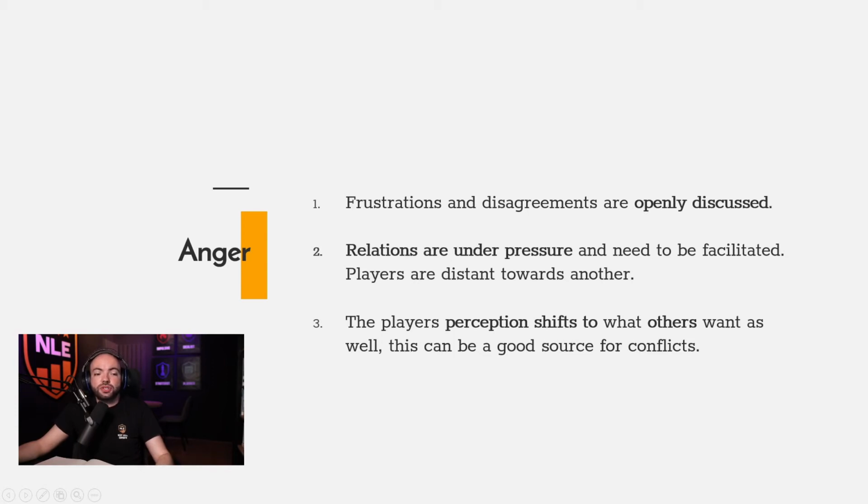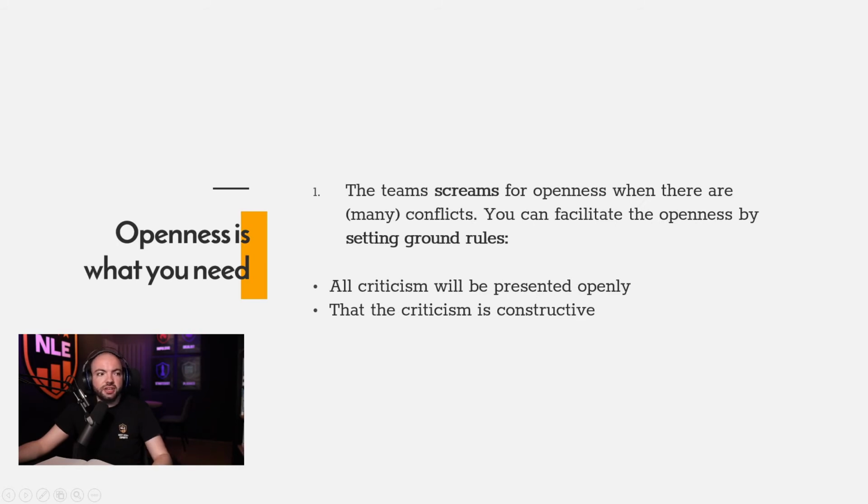And this can be a good source for conflicts, good and bad, depending on how you handle it. And how should you handle it? Openness is what you need. Within conflict, there are different ways of doing it in step-by-step things, and there's a lot to be found on the internet, but it all boils down to this. This is what I want to give you in order to grasp and use. When the team is in conflict with each other and you feel this is not beneficial constructive criticism, the team screams for openness when there are many conflicts.